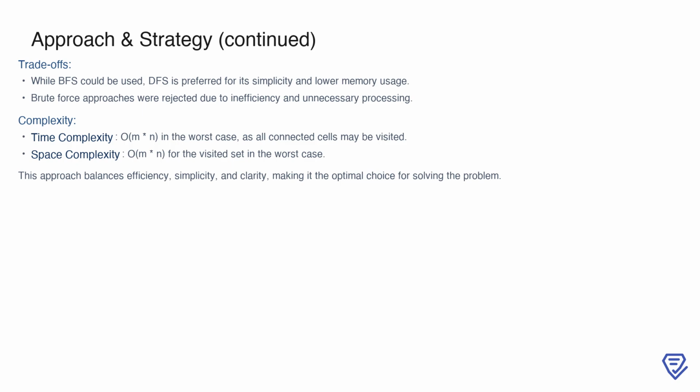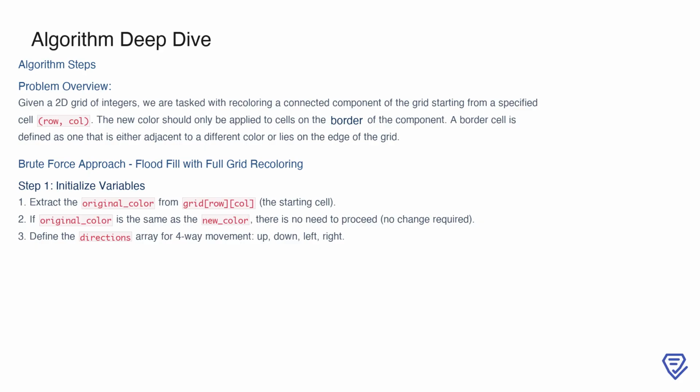To solve this problem, we begin by understanding the concept of border recoloring within a 2D grid. The task is to change the color of a connected component in the grid, starting from a given cell, but with a twist: only the border cells of the component should be recolored. A border cell is defined as one that either touches a cell of a different color or lies on the edge of the grid itself.